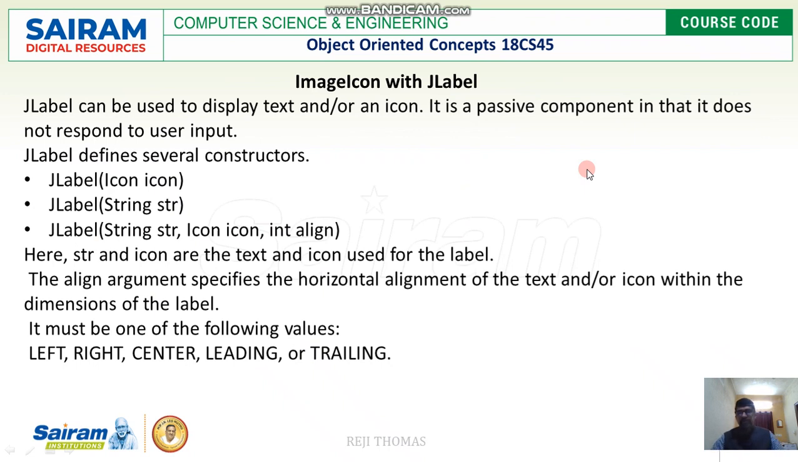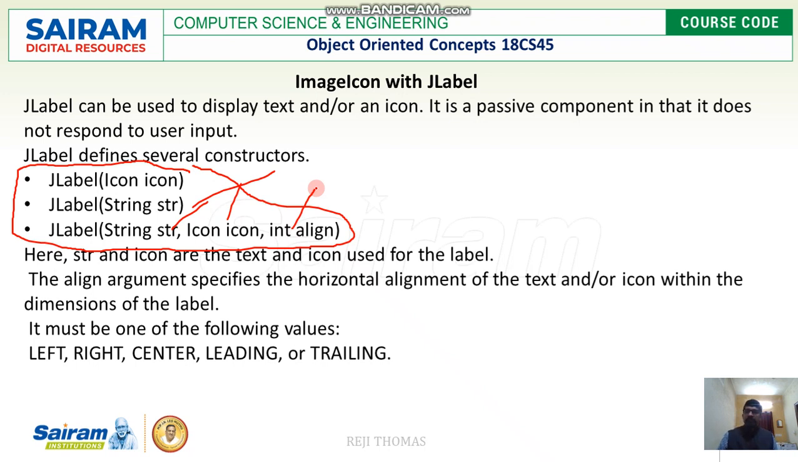In the same way, we have something called ImageIcon with label. This is used to display text or icon. Again, it's a passive component that does not respond to user input, and it has got three constructors. The constructor which takes icon as parameter, which takes string as parameter, and it takes string, icon, and align, which is of type integer as parameter.